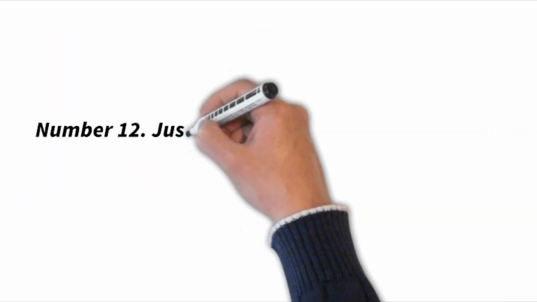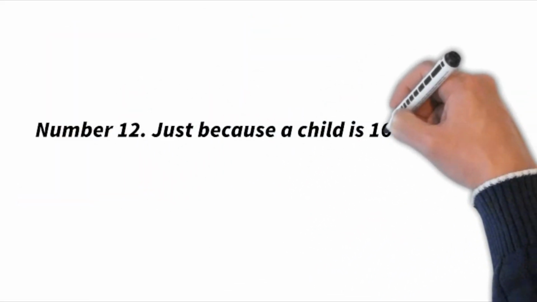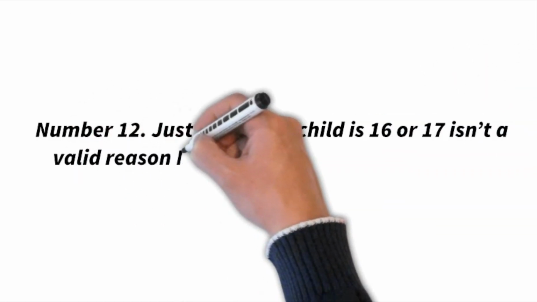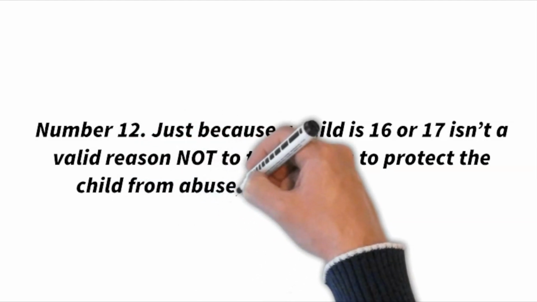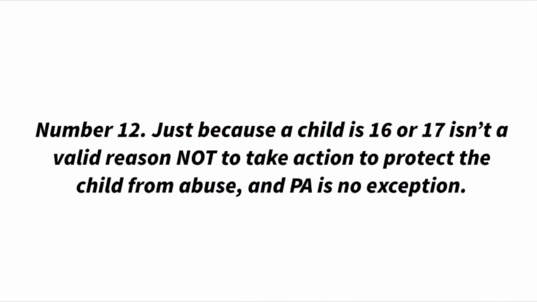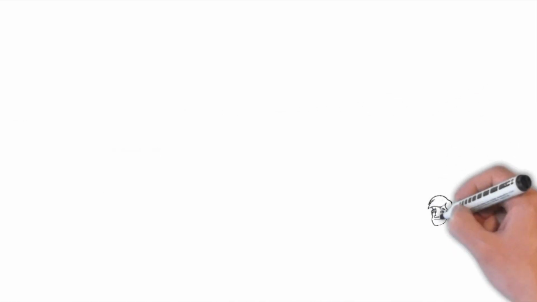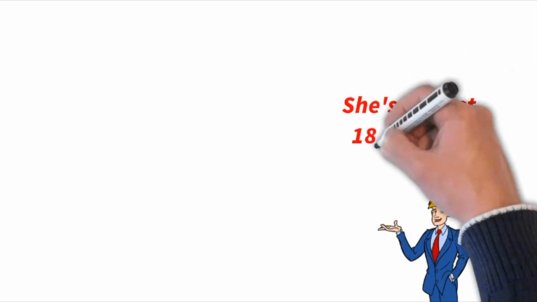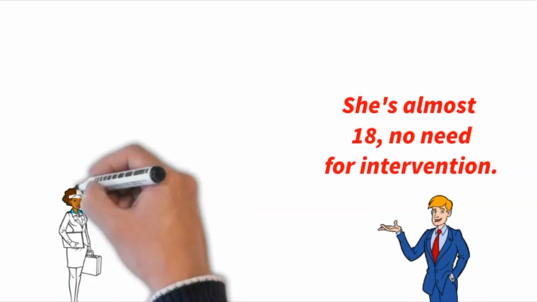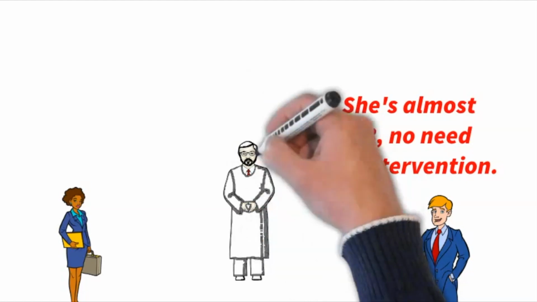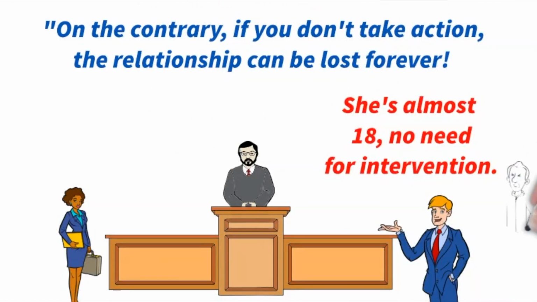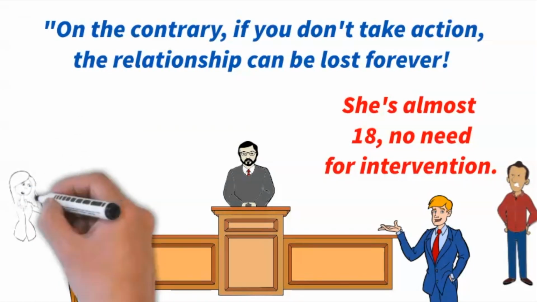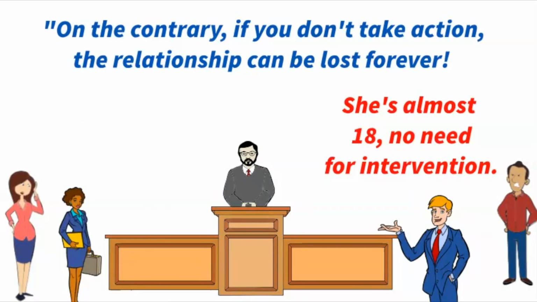Number 12. Just because a child is 16 or 17 years of age isn't a valid reason not to take action to protect the child from abuse, and parental alienation's no exception. Quite the opposite. The child's in need of urgent protection, and yet, in only a year or two, will be beyond the reach of the court and won't receive the urgently needed protection. It's nonsense to believe that such children won't cooperate or can't be forced.